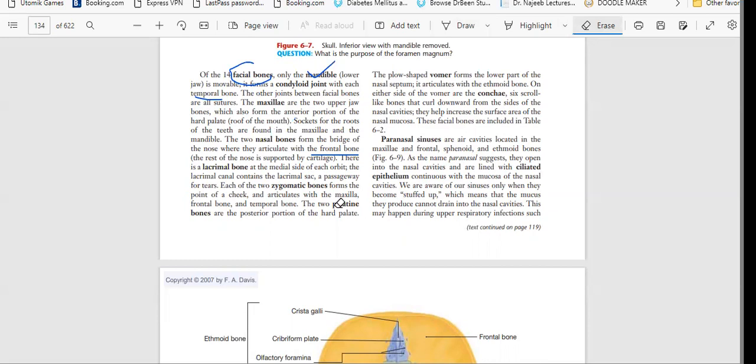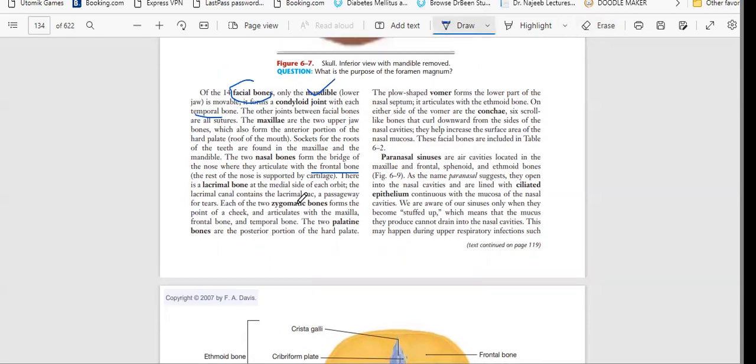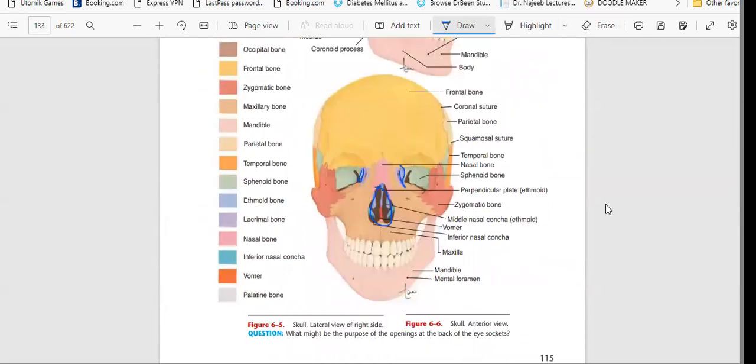The two zygomatic bones form the point of the cheek and articulate with the maxilla, frontal bone and temporal bone. This is the zygomatic bone you can see here, which is connected to the maxilla. So we have two zygomatic bones, and they are also connected to the mandible. This is the mandible, this is the maxilla, this is the nasal bones, and these are the lacrimal bones.